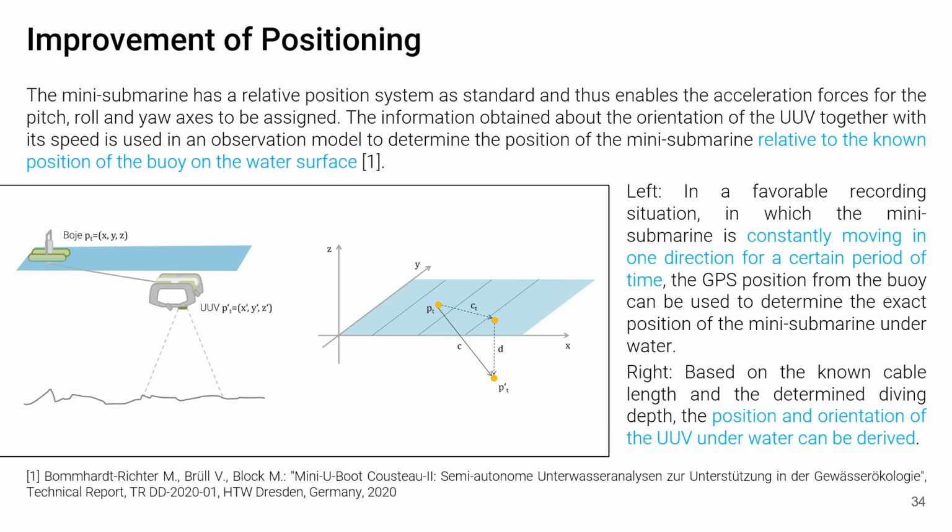Left, in a favorable recording situation in which the mini submarine is constantly moving in one direction for a certain period of time, the GPS position from the buoy can be used to determine the exact position of the mini submarine underwater. On the right, based on the known cable length and the determined diving depth, the position and orientation of the UUV underwater can be derived.